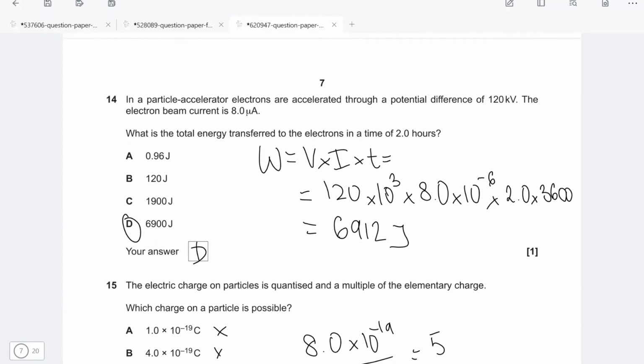Question 14, we have a particle accelerator which is accelerating some electrons through a potential difference of 120,000 volts. We have the current. What is the total energy transferred to the electrons in a time of 2 hours? We're going to use the good old formula that the electrical energy is given by V times I times t. So our voltage is 120 times 10 to the power of 3. That's where the kilo comes from. Our current I is 8 microamps multiplied by 2 hours, each of them containing 60 minutes, each of them containing 60 seconds. Plugging that into a calculator, we get roughly 6,900 joules.